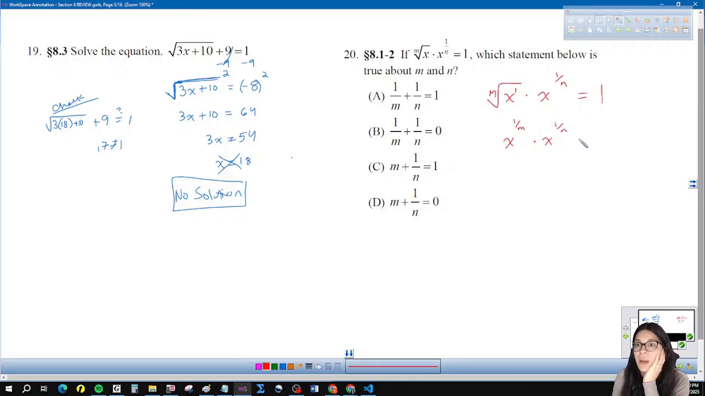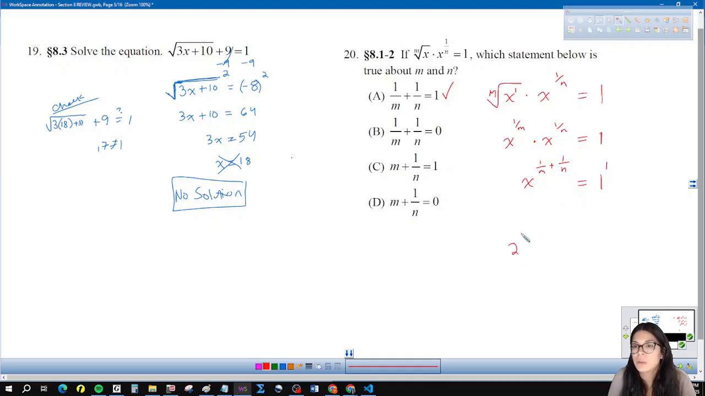And then now I can use the product rule, since the base is x and the same on both. So the product rule says if you're multiplying the same base, that you add the powers. So this will be x to the power of 1 over m plus 1 over n, and that equals 1. Now, you might be thinking, well, does that mean that A is correct? The power 1 over m plus 1 over n equals power 1. The powers are equal.